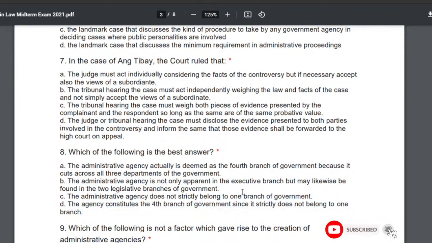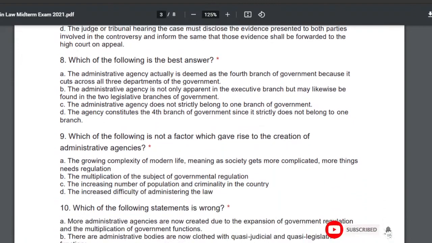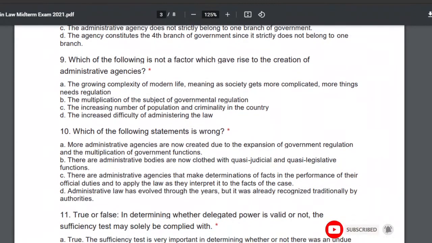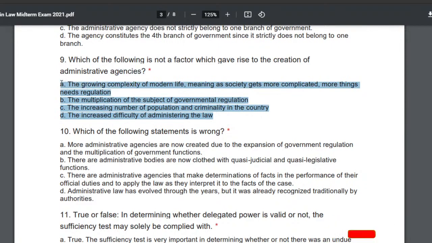Is this the proper answer? Or letter D, the agency constitutes the fourth branch of government. Which is the correct answer? Number 9. Which of the following is not a factor which gave rise to the creation of admin agencies? Letter A. Okay, so you can choose which of the following is the correct answer. Just check on the module.